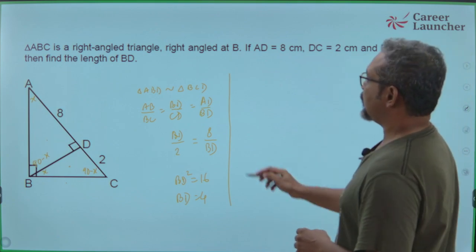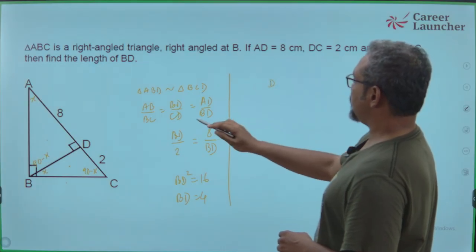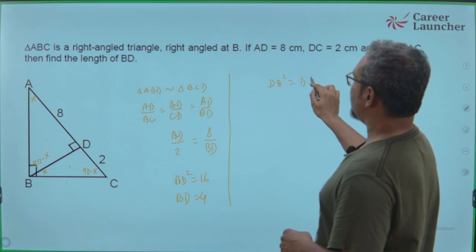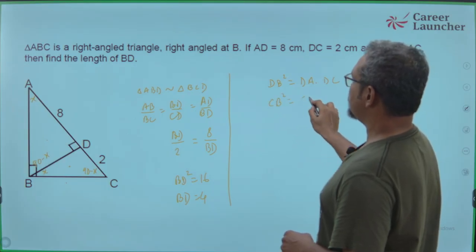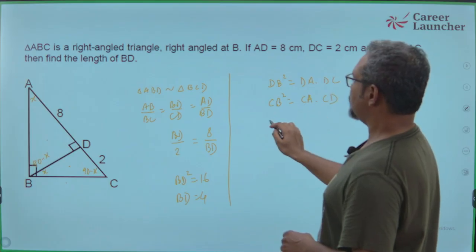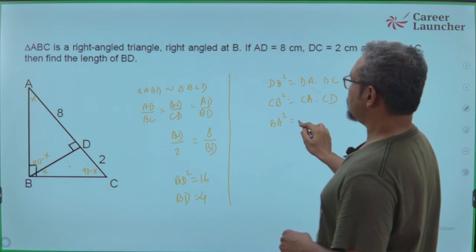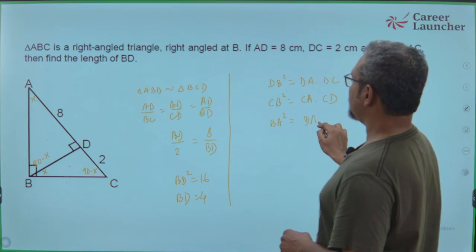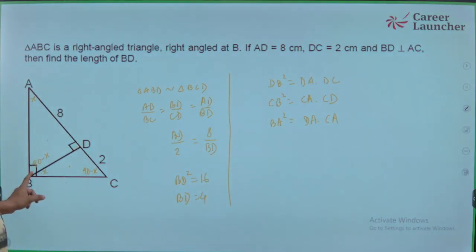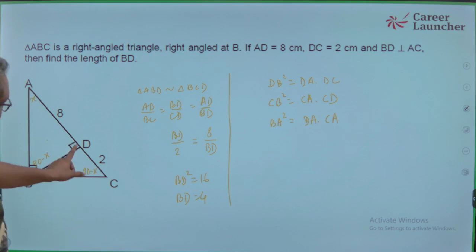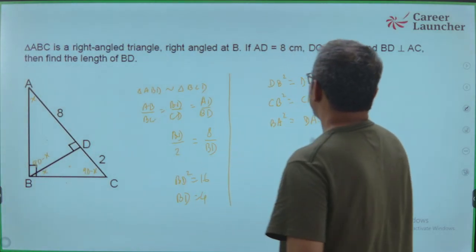So if I write down the properties for a right angle triangle like this, easy to remember. With respect to point D, DB squared is DA times DC. With respect to point C, CB squared is CA times CD. And with respect to point A, BA squared is DA times CA. Okay. So, BD squared is DA times DC, CB squared is CD times CA, AB squared is AD times AC. So, these are the three relations that we have.